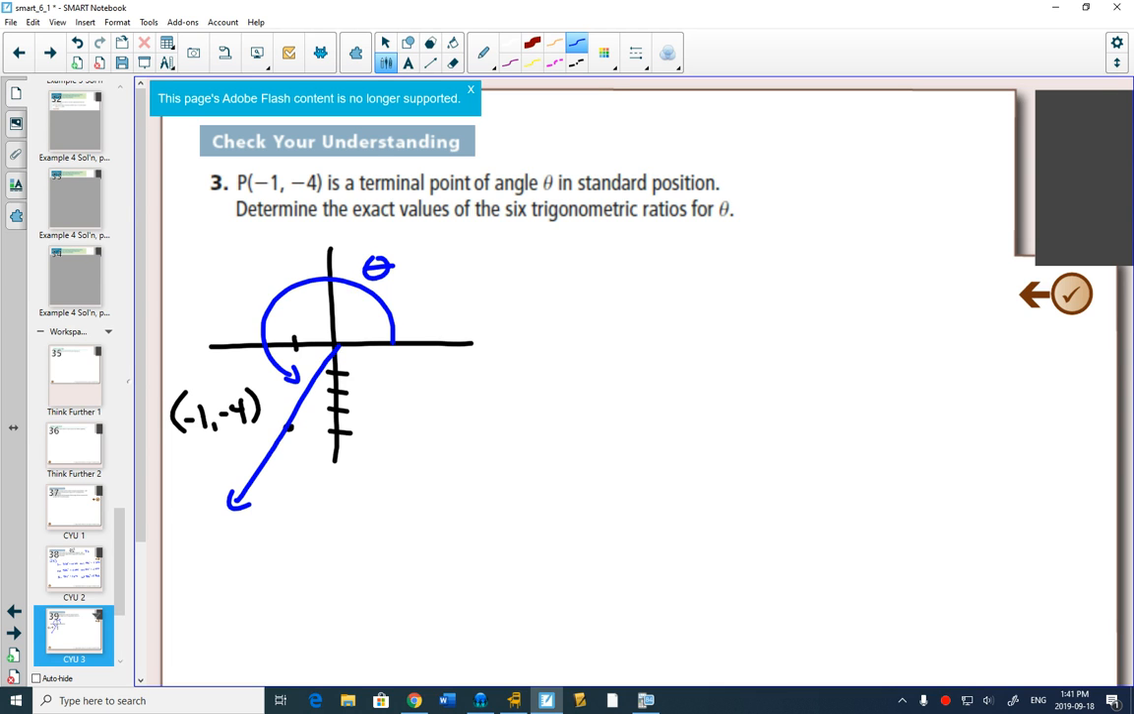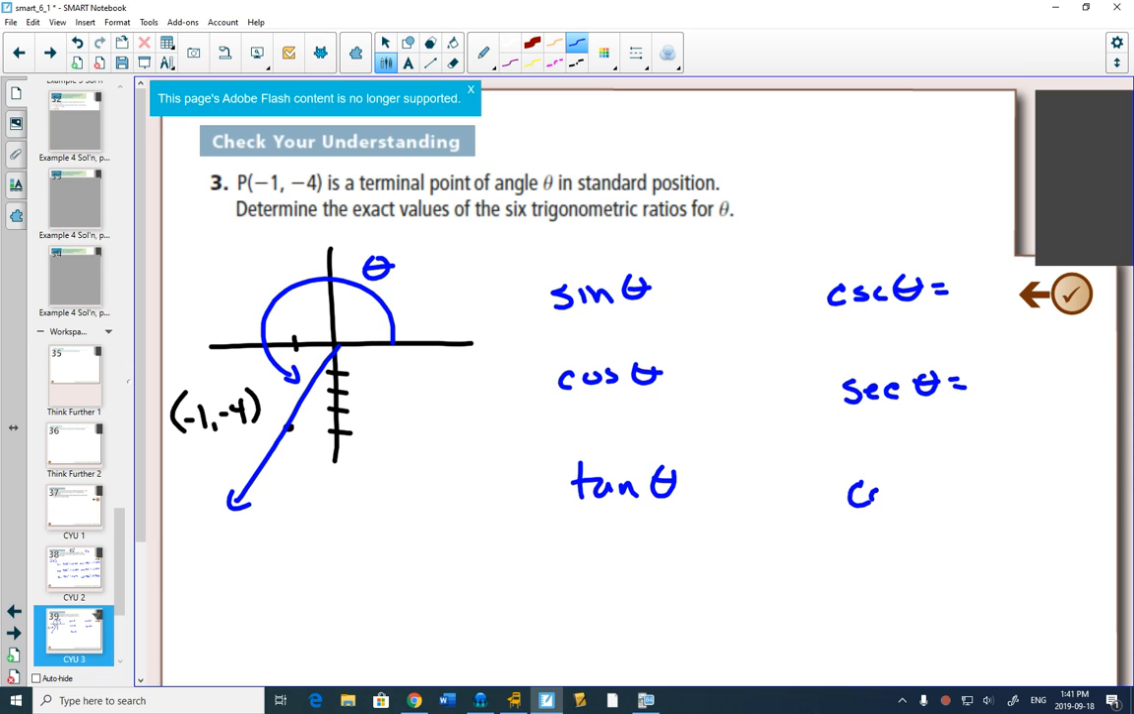And apparently, that's enough information for us to figure out sine of theta, cos of theta, tan of theta, as well as cosecant theta, secant theta, and cotangent theta. All of this without our calculator.